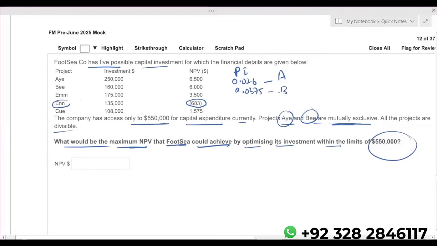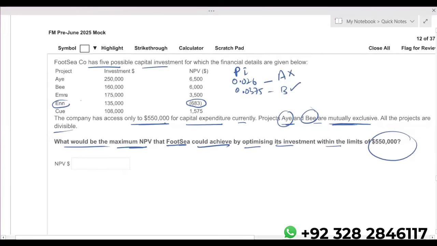A or B? Because A and B both are mutually exclusive, we can only opt for one of them. Can I say the rest of the project and the entire project mix I will make with project B? I'm not going to consider project A because project A's profitability index is lower than B.